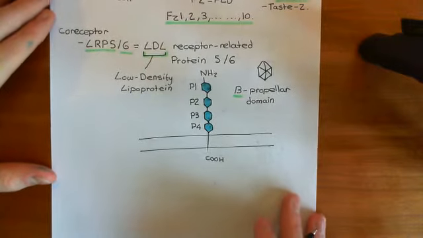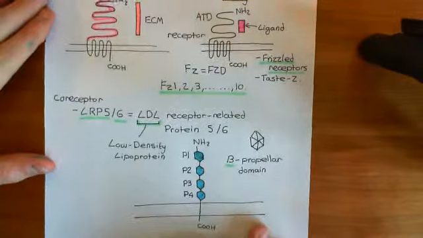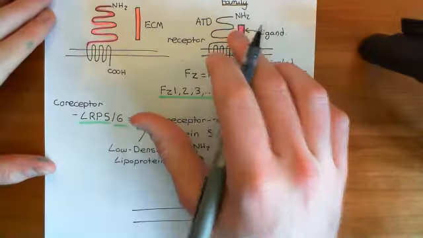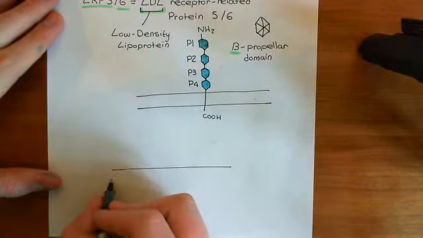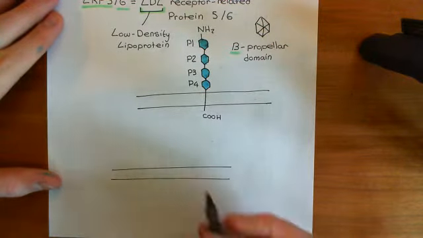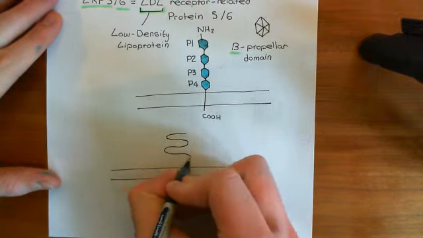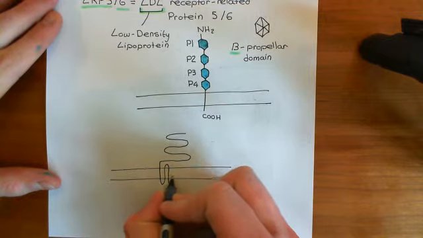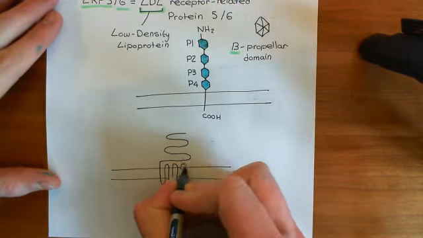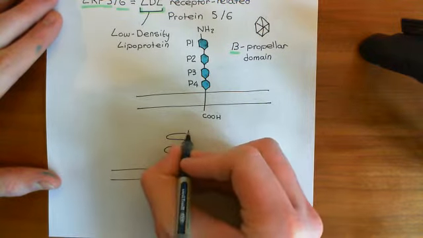The first thing I should say is that the Wnt molecule is going to bind to the amino terminal domain of our Frizzled receptor, so we might as well start by showing that. Here we'll have the cell membrane. Here is the amino terminal domain of our Frizzled receptor. Then here is the transmembrane domain with the 7 membrane-spanning alpha helices, and then here is the carboxylic acid terminus.